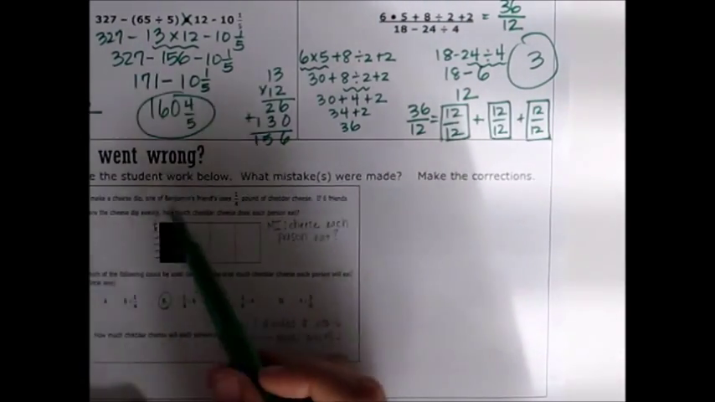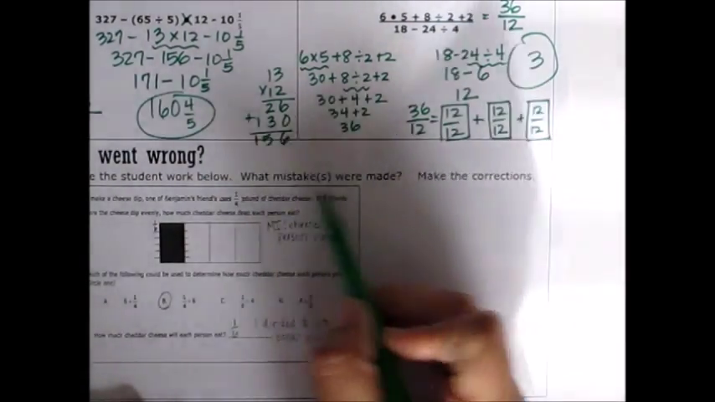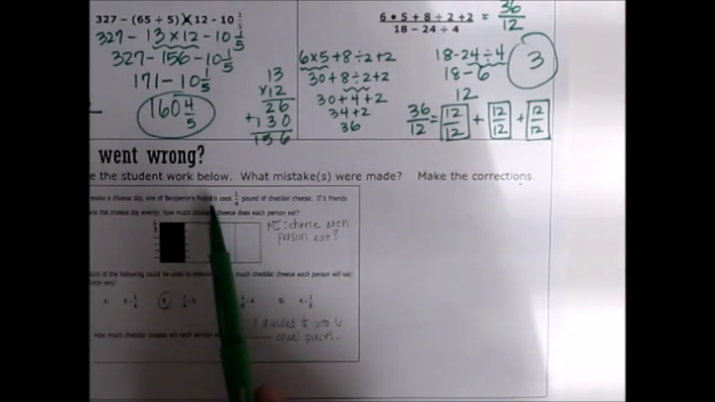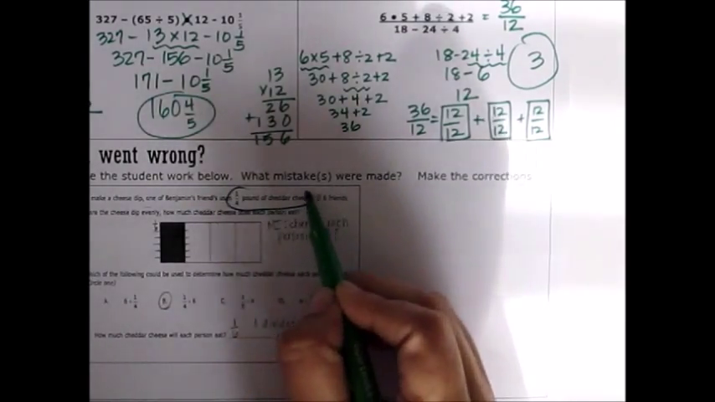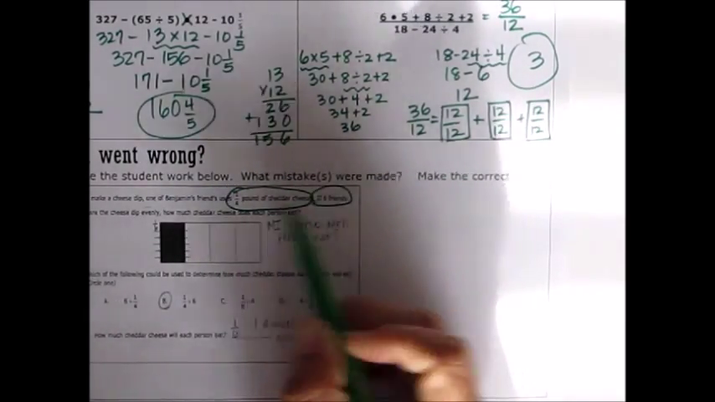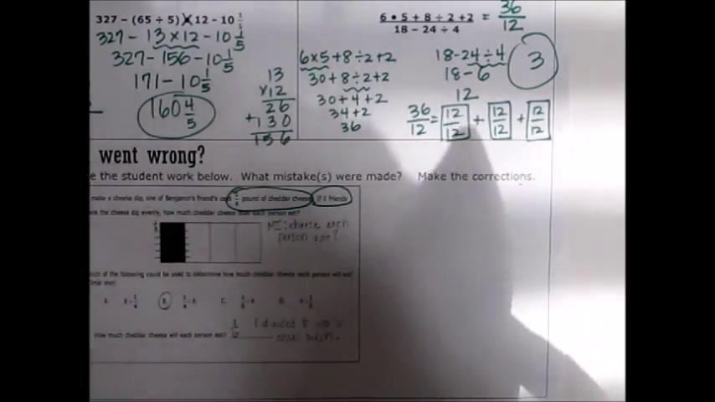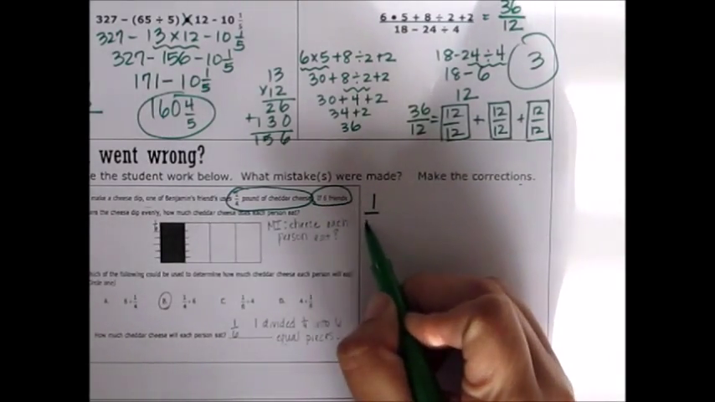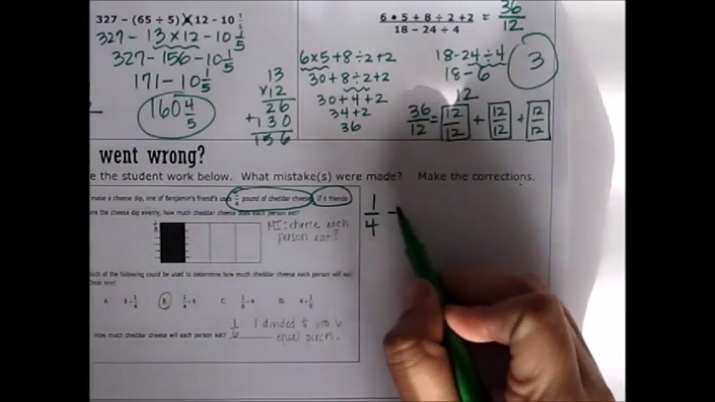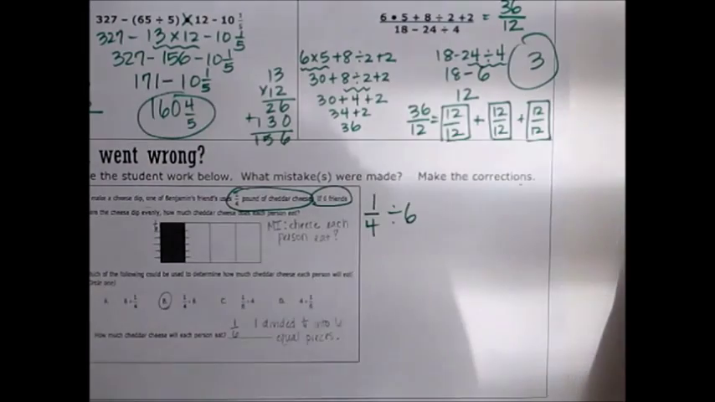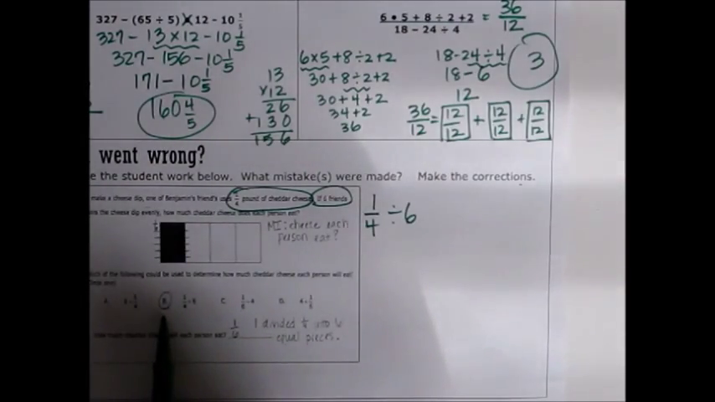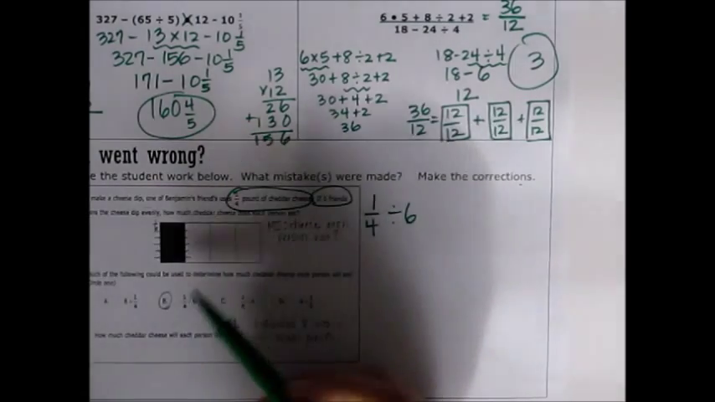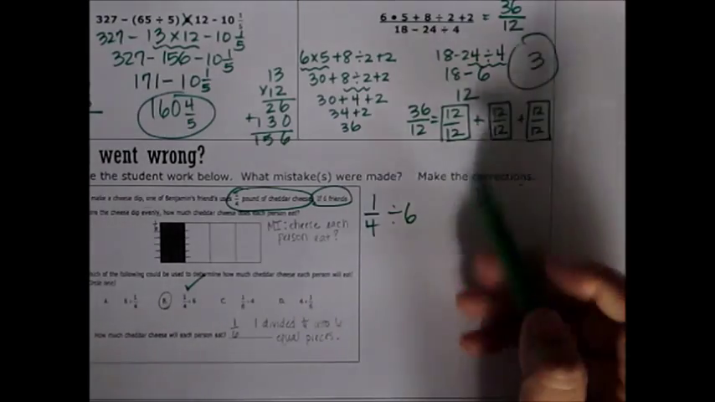Okay, examine the student work below. What mistakes were made? Make the corrections. So to make a cheese dip, one of Benjamin's friends uses 1/4 pound of cheddar cheese. If 6 friends share it evenly, how much cheddar cheese does each person get? So 1/4, and we're dividing it by 6 friends. Okay, so I see that they marked B there. 1/4 divided by 6, so that's right. But let's go ahead and solve it.